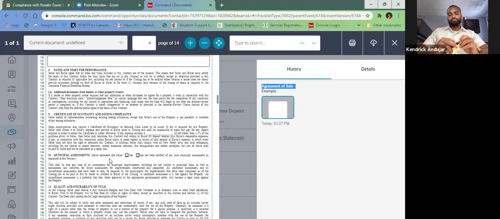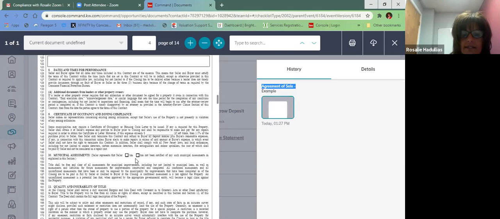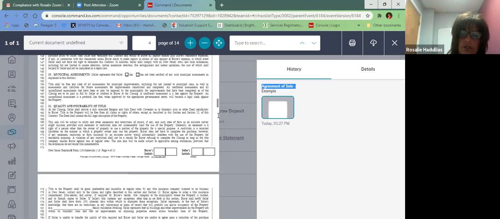Municipality assessment, seller representative to seller. I always put has not been notified. The seller should know if there's any assessments. So if there is, again, that would be up to the listing agent to come and change that. Quality of title, of course, we all have to get, the property has to be clear, a clear title in order to close on it.